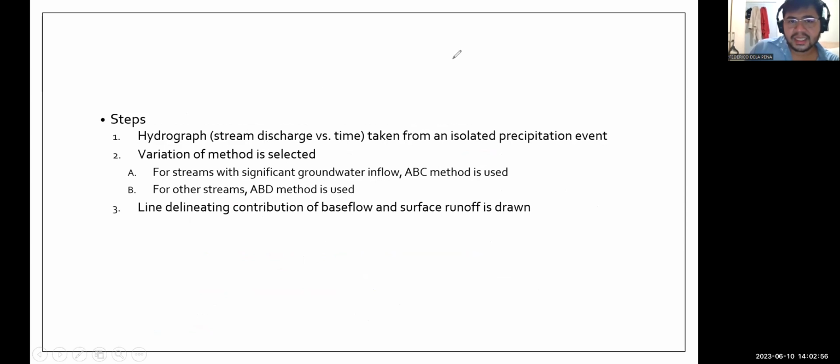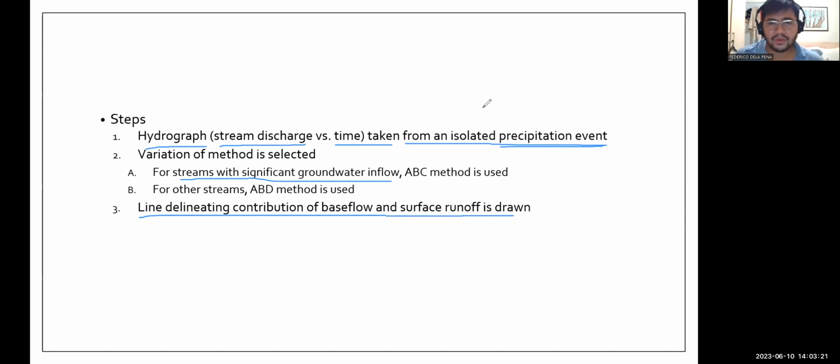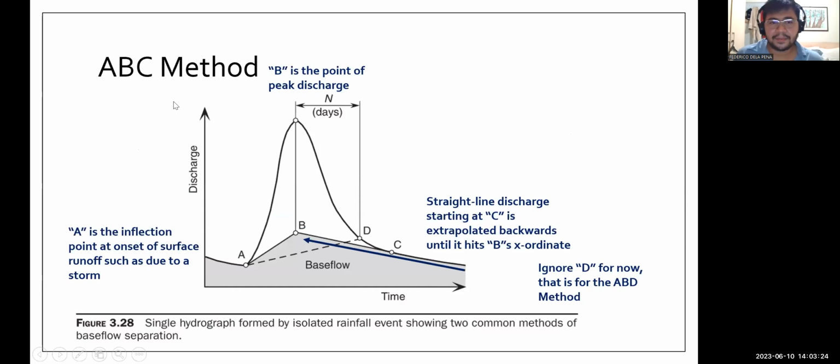Right? And the steps are as follows. First, you draw a hydrograph, or basically a stream discharge versus time. And this should involve a storm event. Okay. And you can use a variety of methods. Your end goal is to delineate the contribution of base flow and surface flow in the stream flow diagram. This line is your hydrograph. This is just a plot of your time versus your discharge.